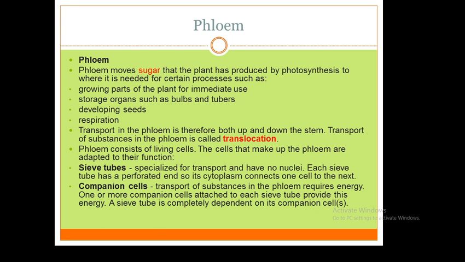So we're going to talk now about the function of these cells, and what they are made of. Cells that make up the phloem are adapted to their function. Sieve tubes are specialized for transport and have no nuclei. Each sieve tube has a perforated end, so its cytoplasm connects one cell to the next. Transport of substances in the phloem requires energy. One or more companion cells attached to each sieve tube provide this energy. A sieve tube is completely dependent on its companion cells.